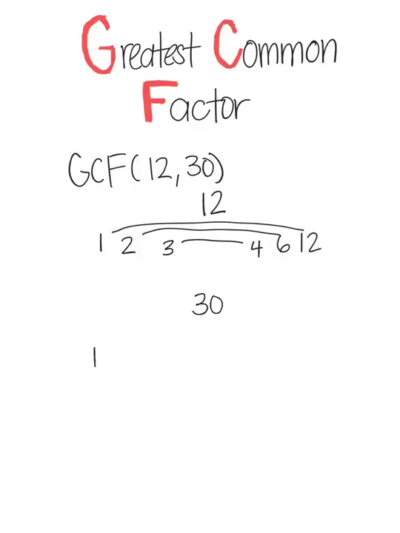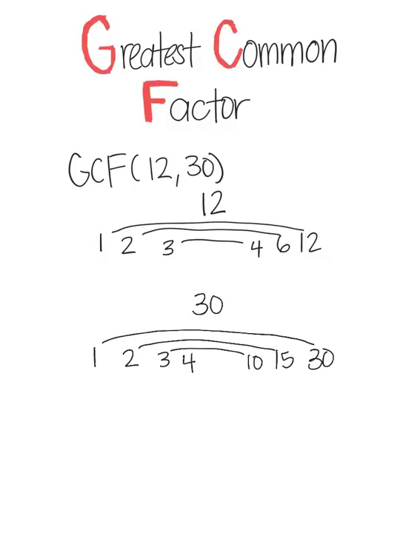So I check 1, yes, 1 times 30. I check 2, yes, 2 times 15. I check 3, yes, 3 times 10. I check 4, nope, I can't do 4 times anything to get 30. All right, how about 5? Yeah, 5 times 6. Okay, how about 6? Oh, I've already written down 6. So that tells me that I am done. These are all of the factors of 30.